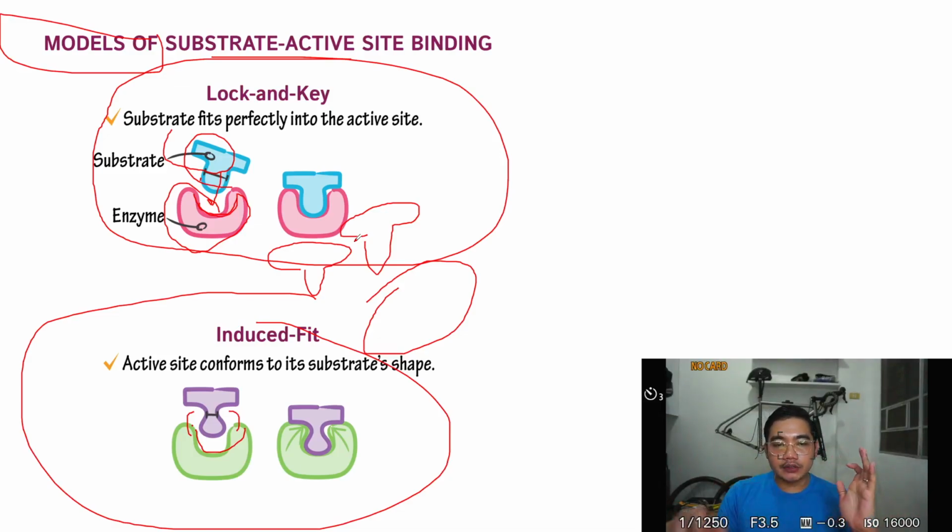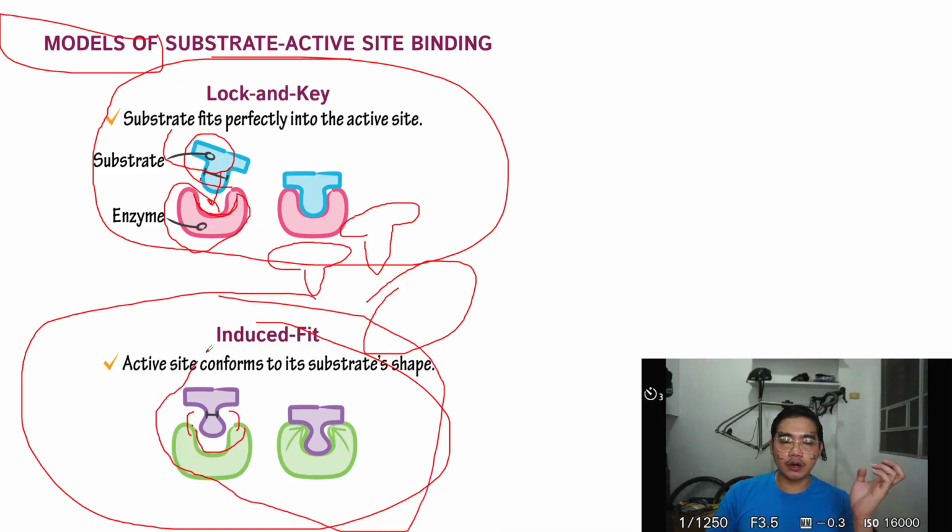So more or less, if it were truly lock and key, truly rigid, it shouldn't be able to bind the isomers, or rather the other isoforms of the substrate. But since it can still bind and it can still produce a product, that's why they thought of this induced fit. There might be some accommodation happening in the active site.